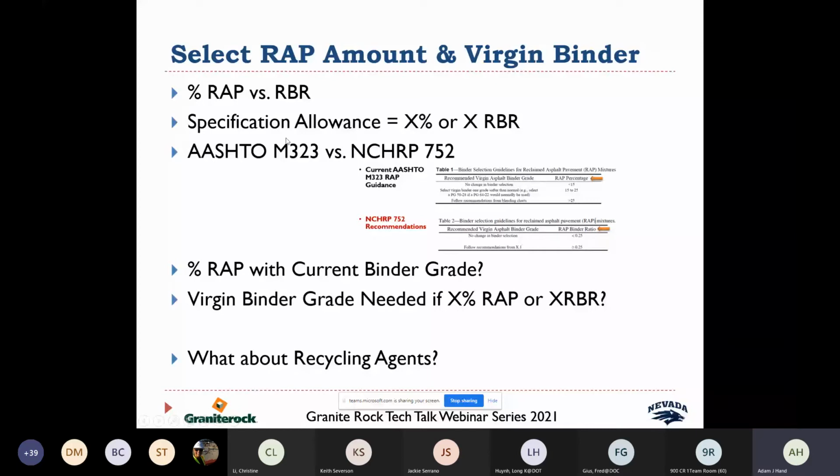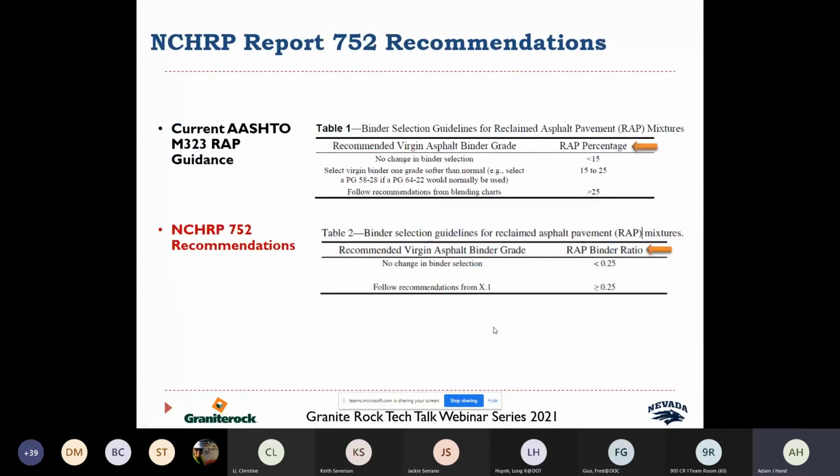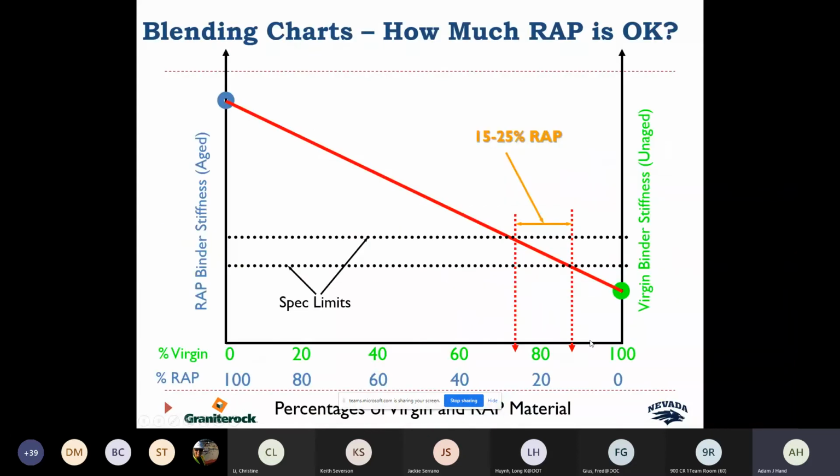And so when you're trying to select the amount of RAP you're going to use, you need to know what specification you're working under, and then you need to know what binder is needed in that local environment. So is it a 64-10, a 64-16, a 70-10? I've got recycling agents up here because many agencies are beginning to use those, but I won't talk about them other than just to mention that. So again, NCHRP 752, the recommendation was to use RAP binder ratio or recycled binder ratio, and that it be less than 0.25 if you don't want to change your binder grade.